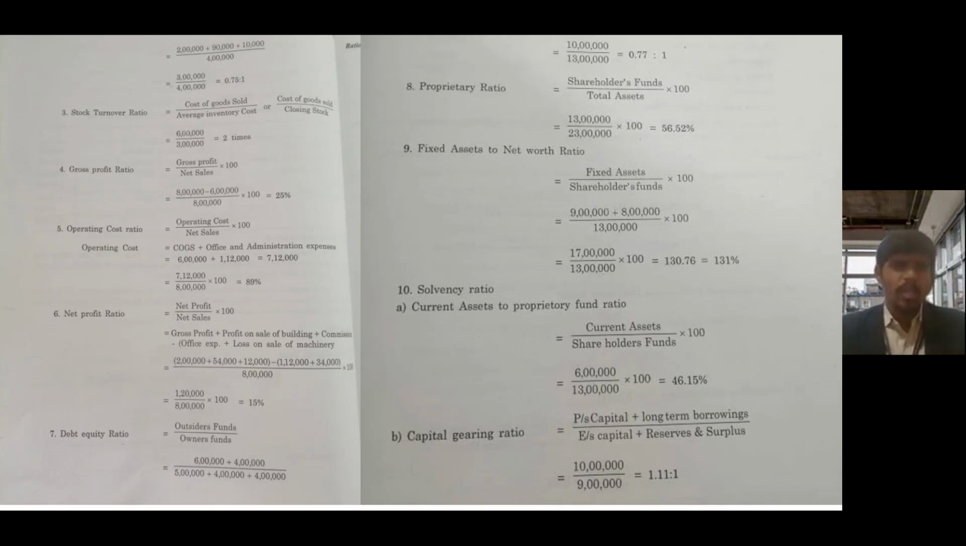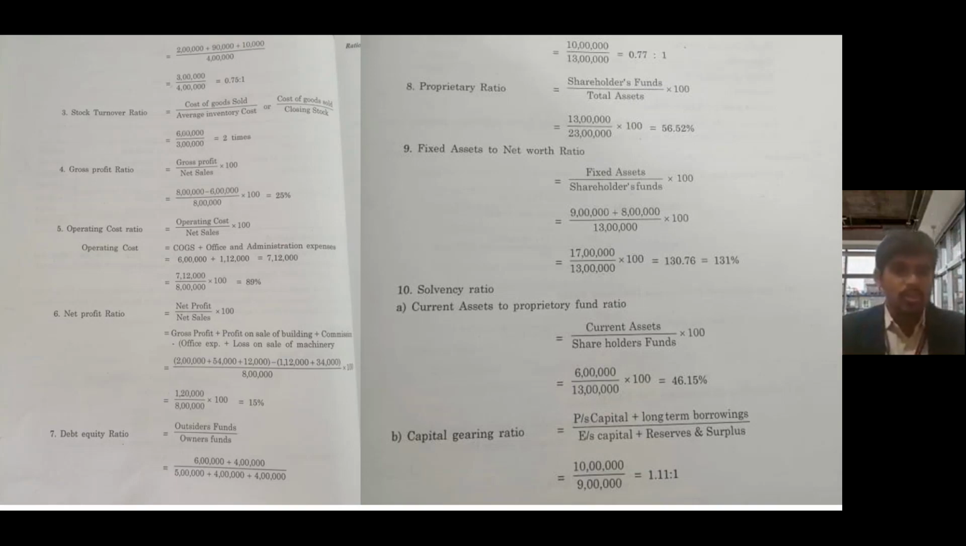Next is the gross profit ratio. The gross profit ratio is gross profit divided by net sales into 100. So how much gross profit are we earning? Now we don't know the gross profit, so how do we calculate that? Whatever sales we are making, deducting the cost of goods sold, whatever value remains will be taken as the gross profit.